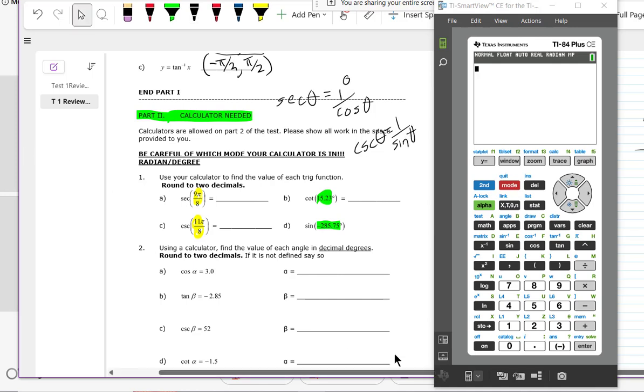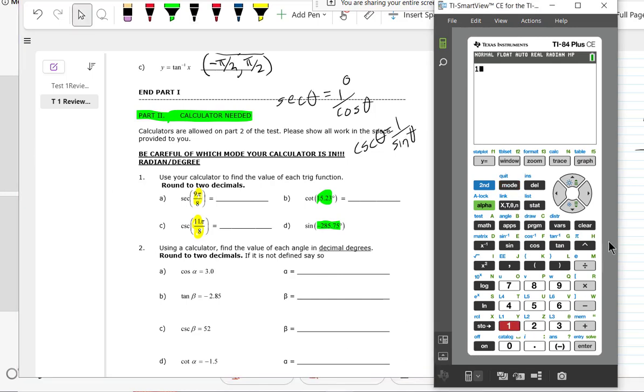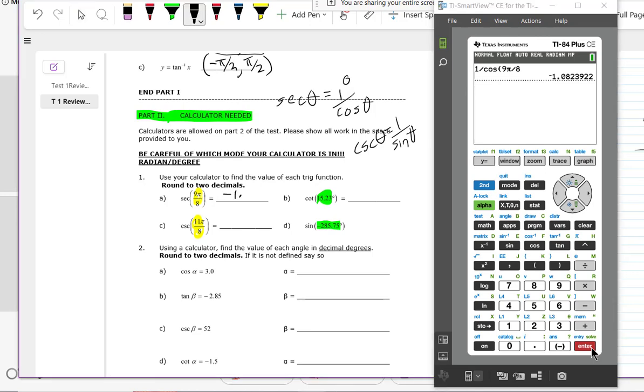The way I put this in my calculator is I go 1 divided by cosine of 9 pi over 8. I'll put that in, and then I'll round to however many decimals I said. I said to round to 2 decimals, so that's negative 1.08. That's how you put that in. You've got to make sure you're in radian mode. The next one, since it's cosecant, you have to do 1 over the sine of 11 pi over 8.